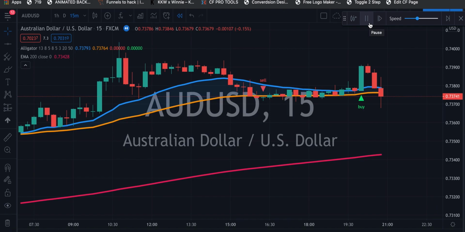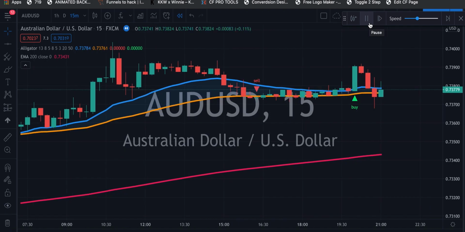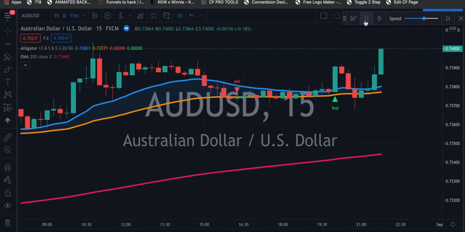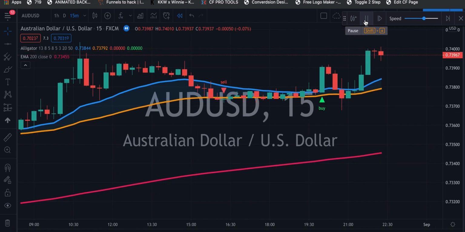And as you see, it didn't. See, when we don't follow our rules, that's what happens. So let's keep going. We're going to wait for the next signal, and it actually went up eventually.